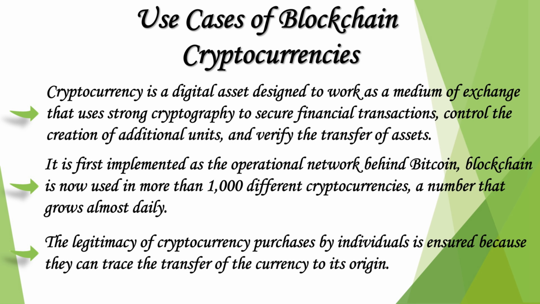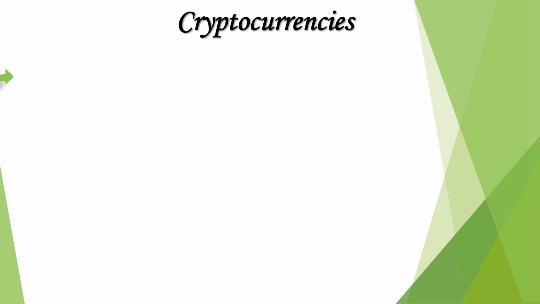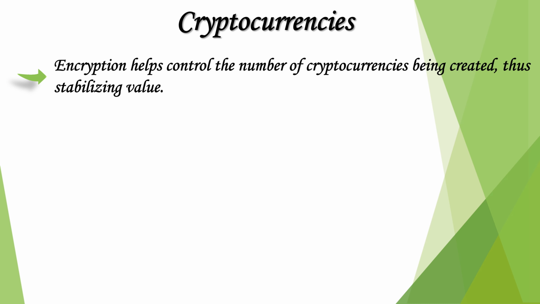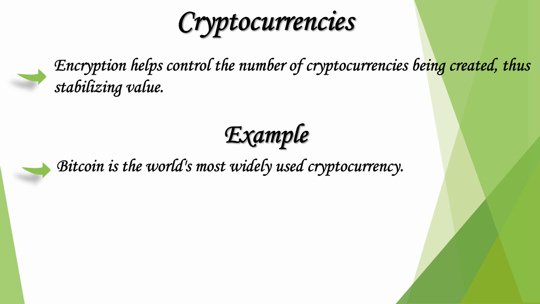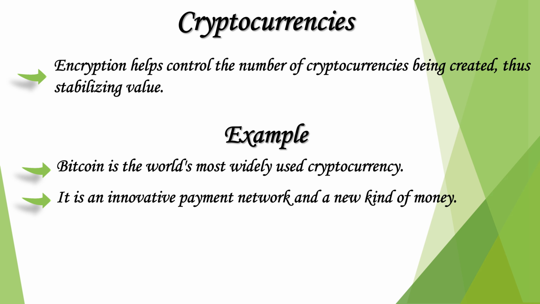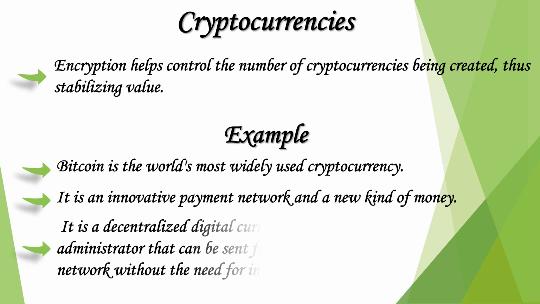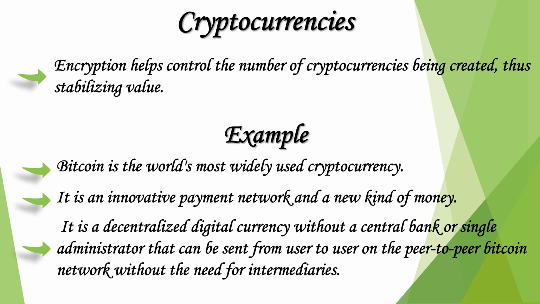The legitimacy of cryptocurrency purchases by individuals is ensured because they can trace the transfer of the currency to its origin. Encryption helps control the number of cryptocurrencies being created, thus stabilizing value. For example, Bitcoin is the world's most widely used cryptocurrency. It is an innovative payment network and a new kind of money. It is a decentralized digital currency without a central bank or single administrator that can be sent from user to user on the peer-to-peer Bitcoin network without the need for intermediaries.